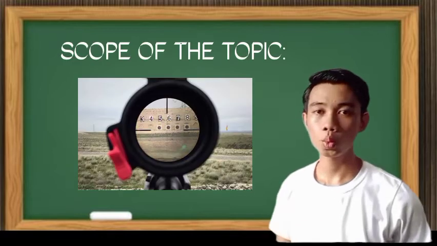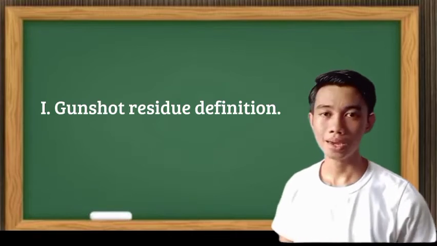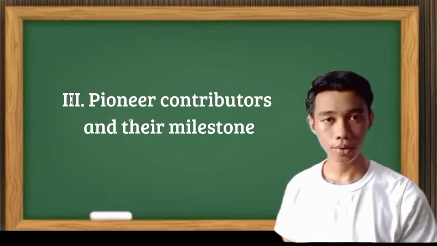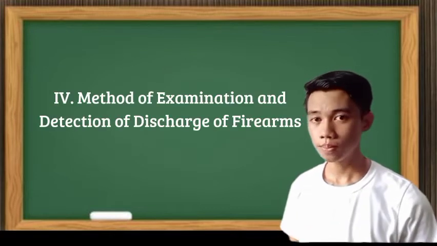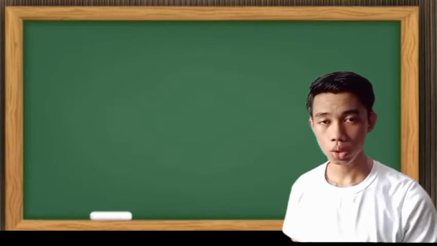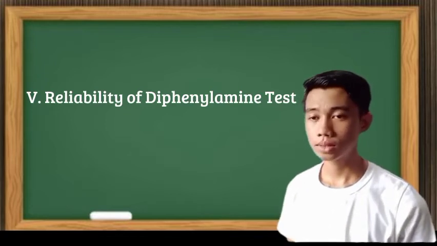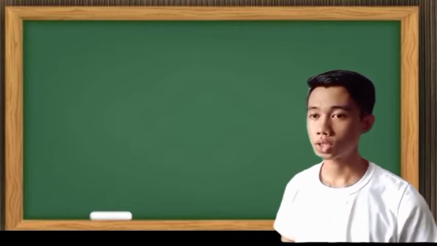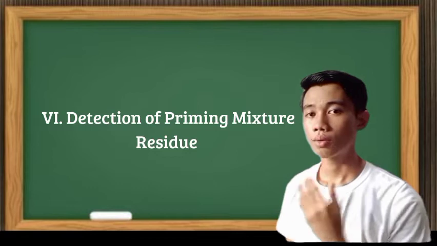The scope of this topic will revolve around the following. First, the definition of a gunshot residue. Second, the nitrates and nitrites examination and detection. Third, the pioneer contributors and their milestones. Fourth, the method of examination and detection of discharged firearms, which is also known as gunshot residue examination or analysis. And also the reliability of the phenylamine test, which is also known as the paraffin test. And lastly, under the scope of our topic is to discuss the detection of priming mixture residue.